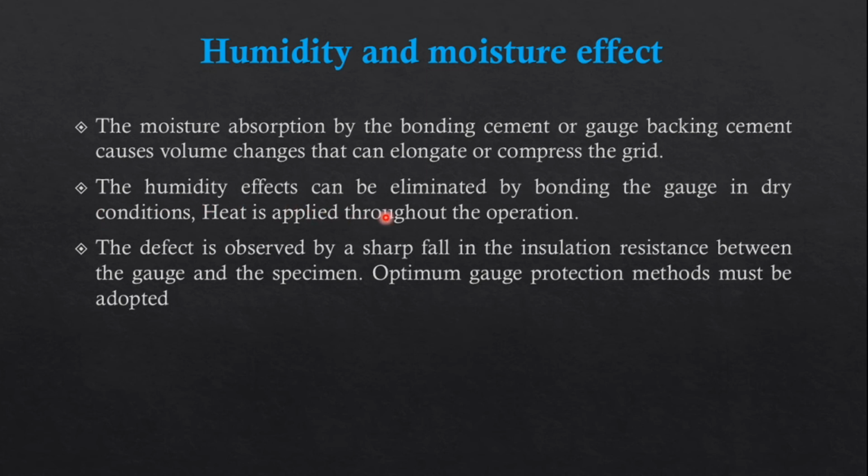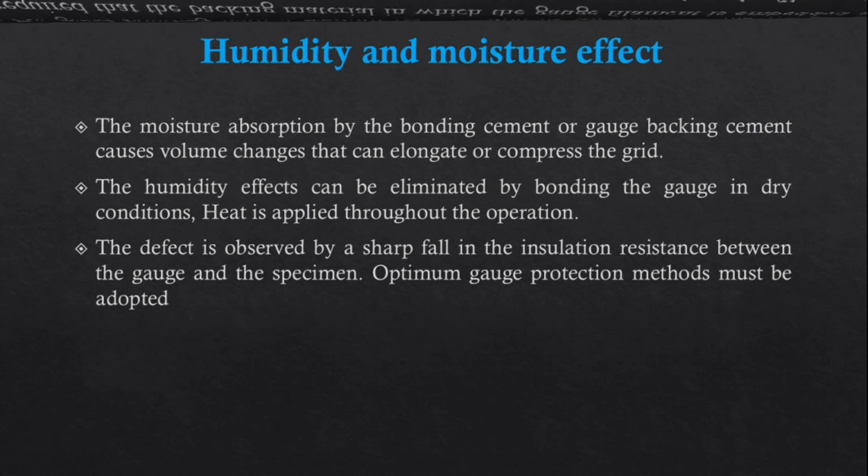The humidity effect can be eliminated by bonding the gauge in dry condition, right? And heat is applied through the operation. So humidity can be eliminated by bonding the gauge through the drying process and heating process. The defect is observed by the sharp fall in insulation resistance between the gauge and the specimen. Optimum gauge protection method must be adopted. So we require calibration of our gauge over some duration of time, and we cannot neglect the effect of humidity and moisture in our strain gauge measurement.